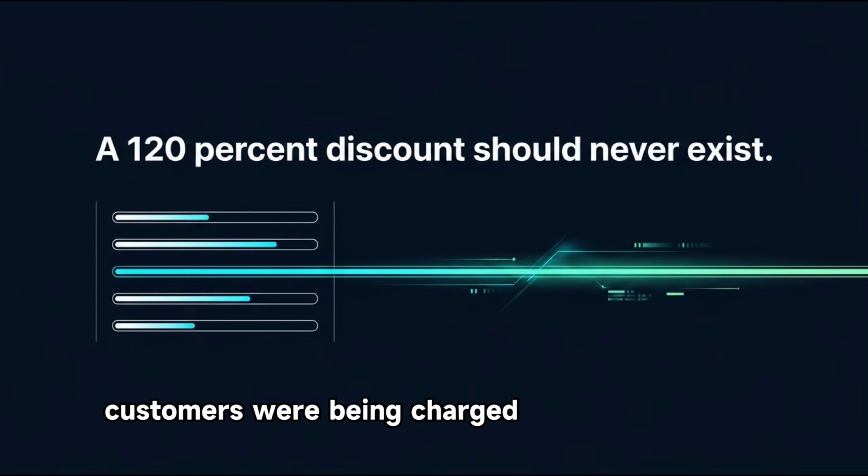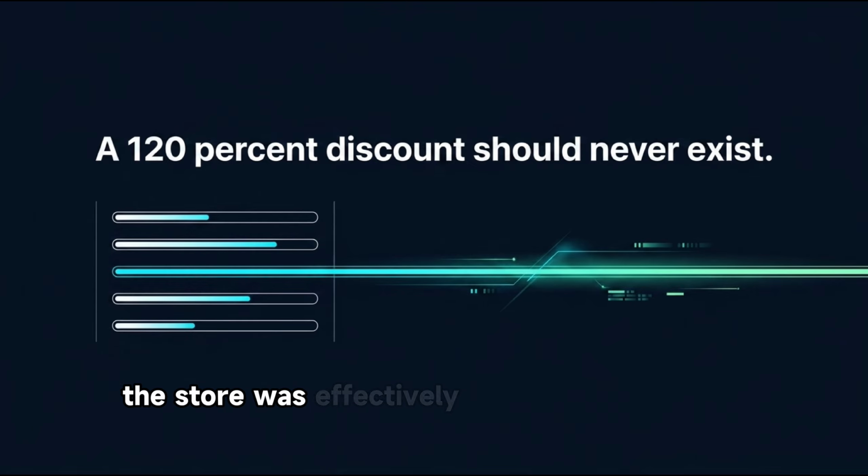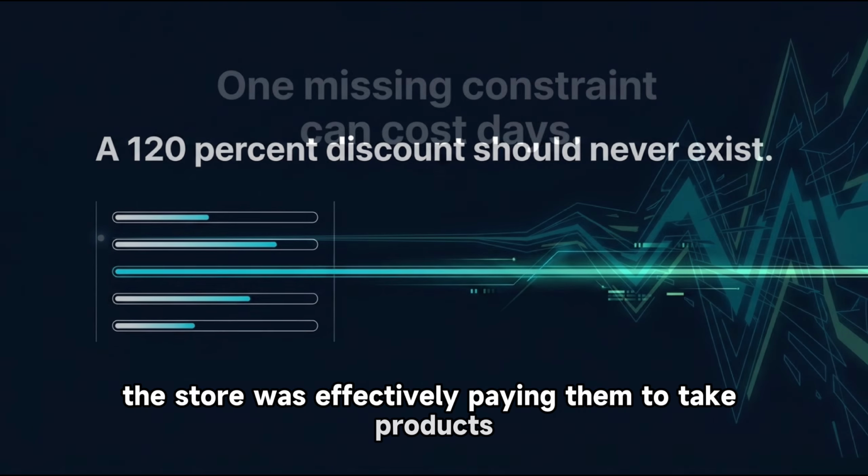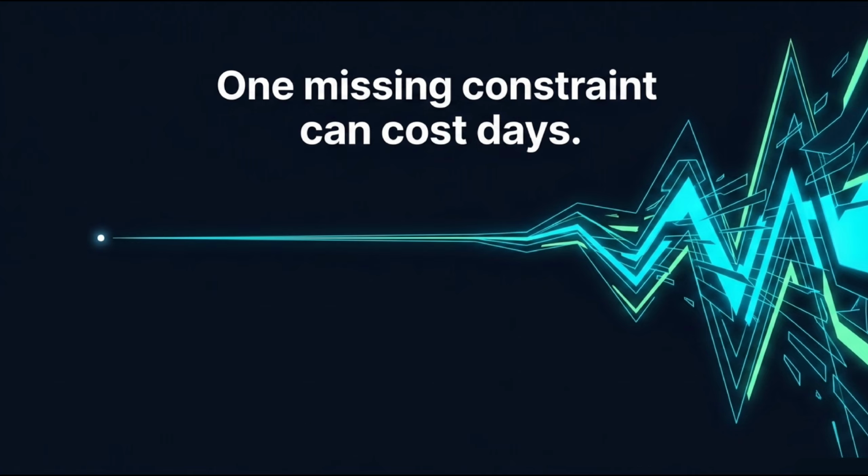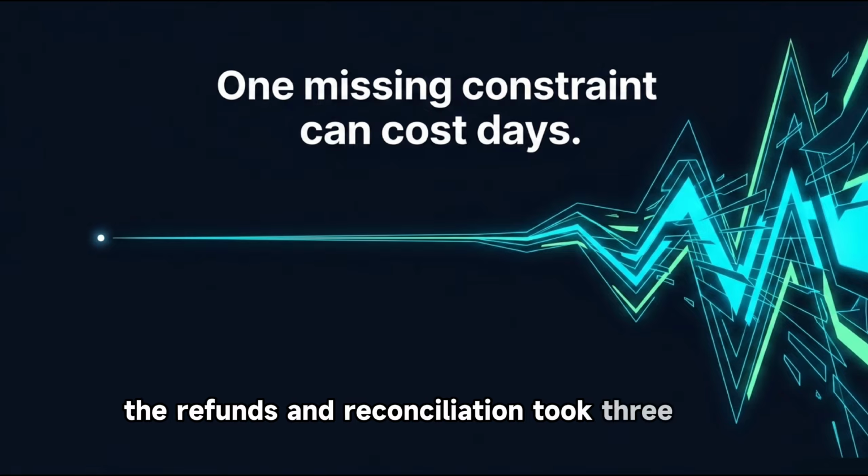The application applied the discount. Customers were being charged negative amounts. The store was effectively paying them to take products. The error ran for 4 hours before a finance alert caught it. The refunds and reconciliation took 3 days.